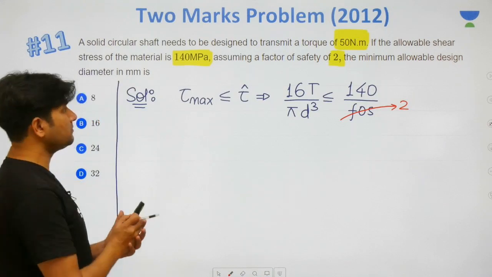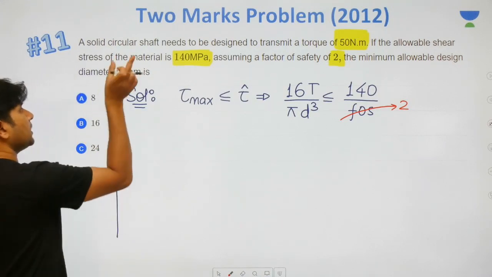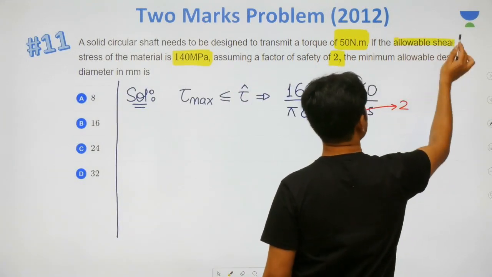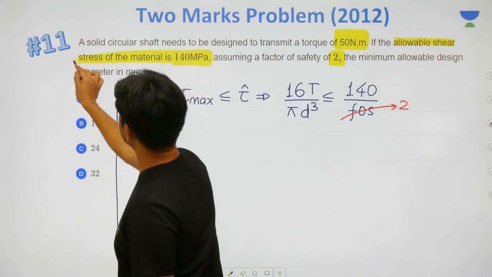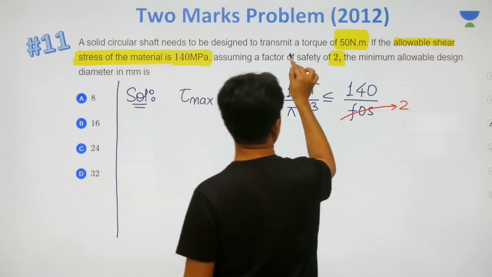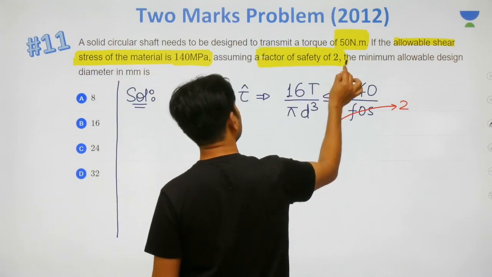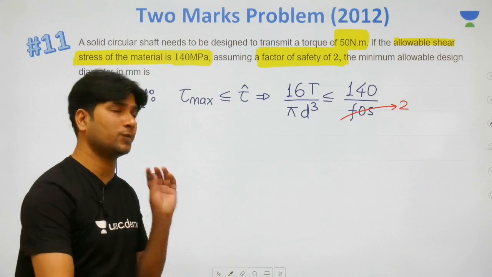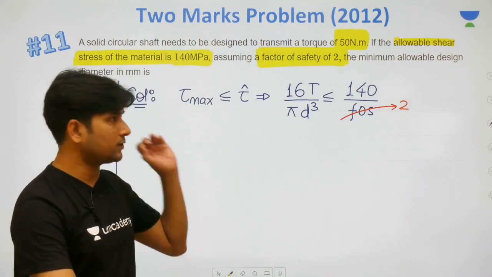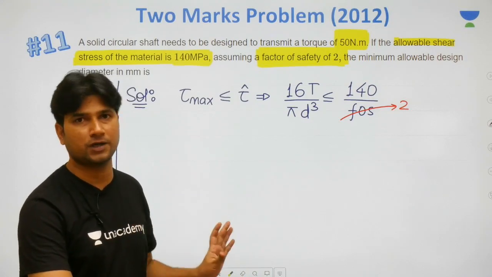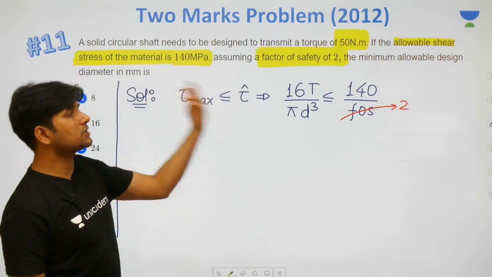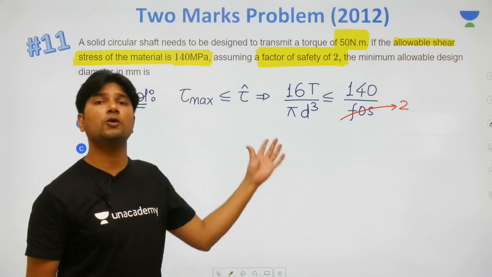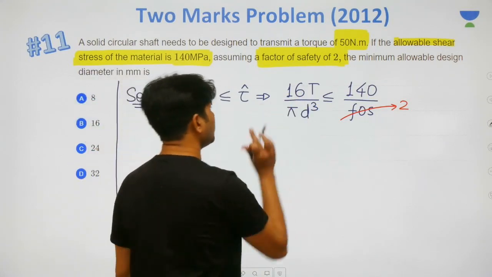Now, sometimes students ask me that if this is the allowable shear stress already given, why am I dividing by factor of safety? If 140 megapascal is already given to us as the allowable shear stress, then why am I dividing by a factor of safety of 2? My dear friends, in such problems, please don't apply so much logic and so much brain. Just remember, if factor of safety is given, then you'll have to use that factor of safety. That's it. Why? Just to remain safe. Suppose 140 is allowable otherwise, but just to remain safe, I want to allow even less. I want to allow only 70 megapascal.